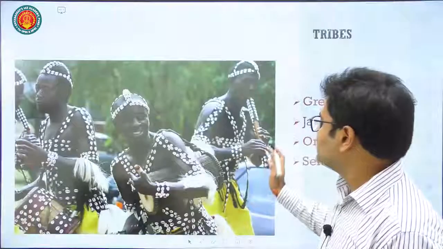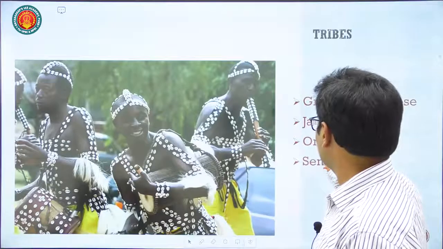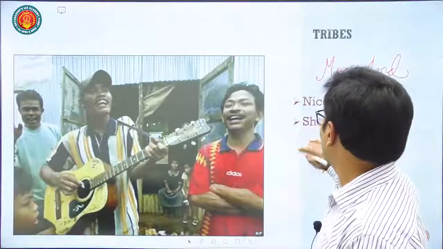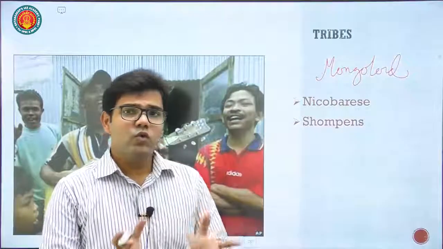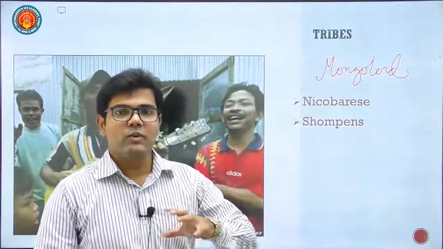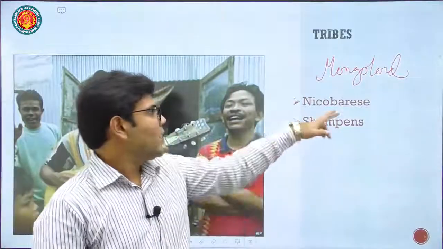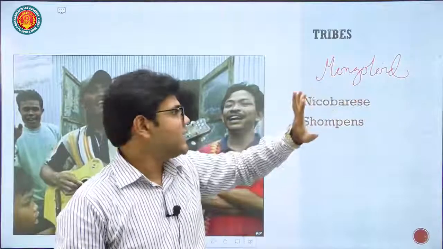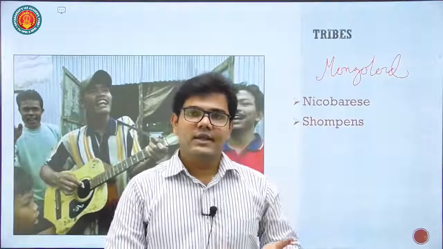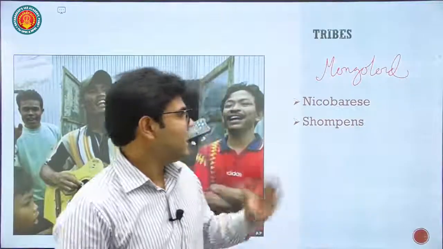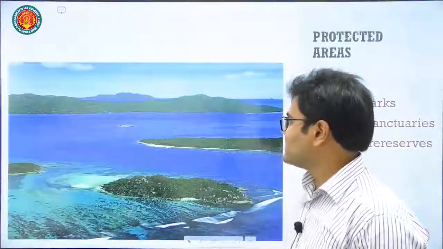Then this is the picture of the Sentinelese. No, these are not Sentinelese; this is the Jarawa tribe, and this is the picture of the Shompen tribe, the Nicobarese and the Shompen. So there are basically two groups of tribes. The Negrito group is present in the Andaman, and the Mongoloid groups are present in the Nicobar Islands. The Nicobarese and Shompen are examples of Mongoloid tribes, present in the Nicobar Islands. And the Negrito tribes, the Great Andamanese, Jarawa, and Onge, are present in the Andaman Islands. These tribes are again very important from the exam perspective.